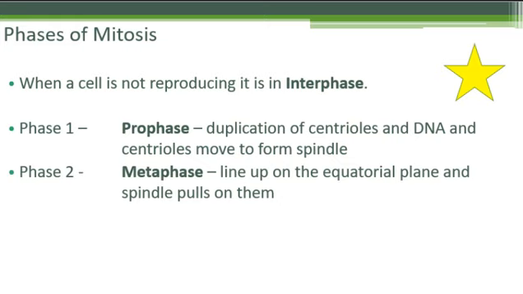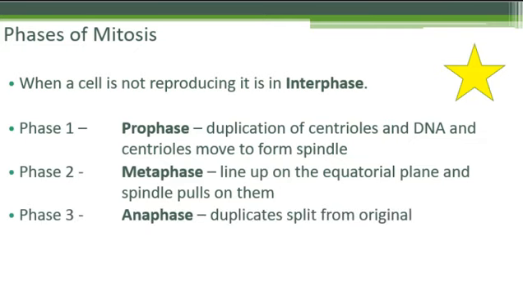Phase 2, metaphase. They line up on the equatorial plane. They line up in the middle. Okay, the X's. So here we're looking here. They form X's, and here the X's all line up in the middle on the equator or equatorial plane of the cell. We can see all this in the microscope, by the way.